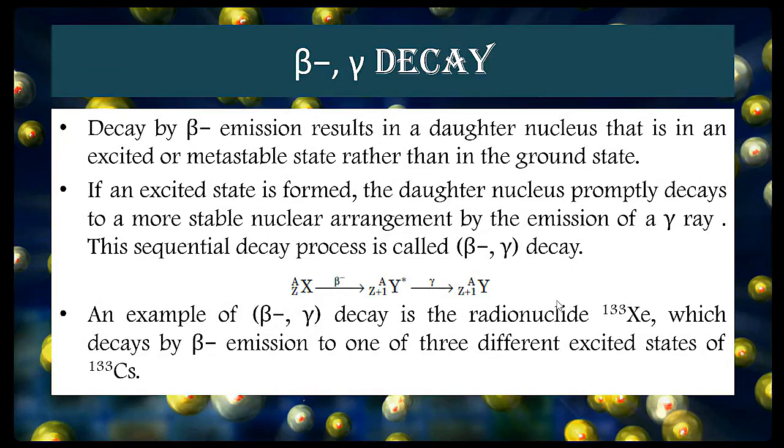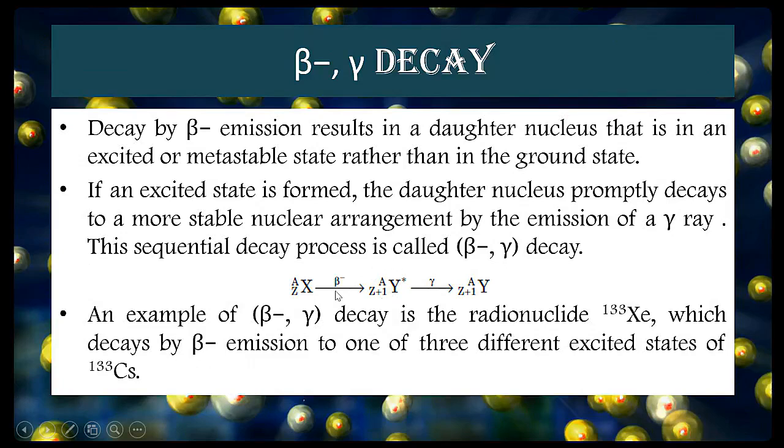So next is gamma decay. We also call it beta minus gamma decay or simply gamma decay. So in this, why is it called beta minus gamma decay? Because normally a parent nucleus will undergo, here you can see, a parent nucleus will undergo beta minus decay. So what happens?